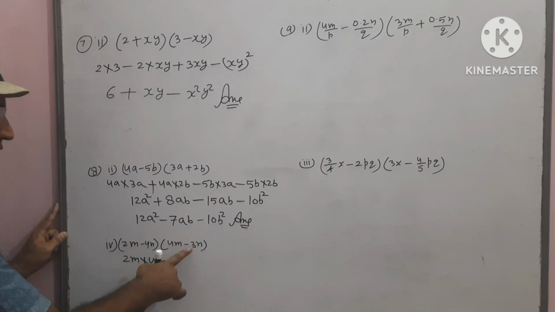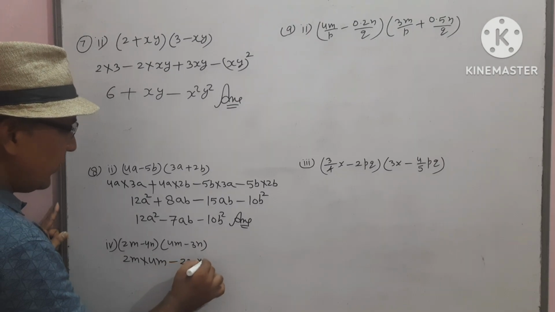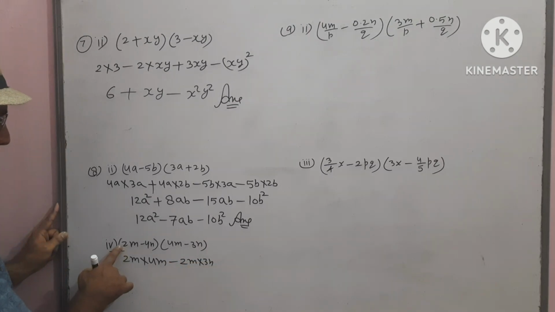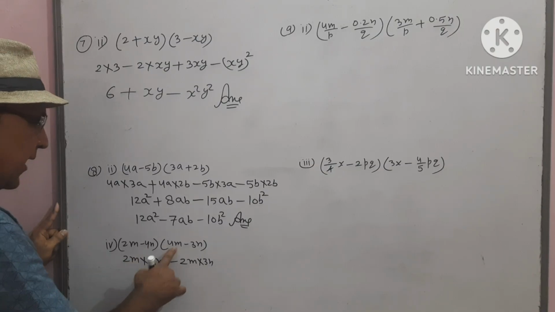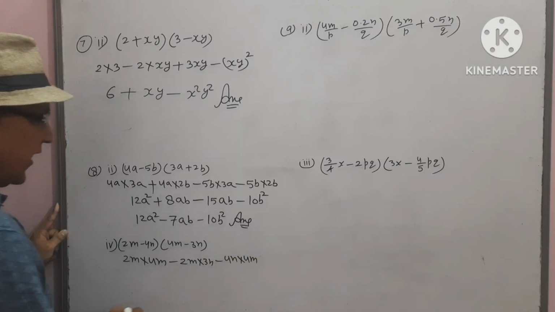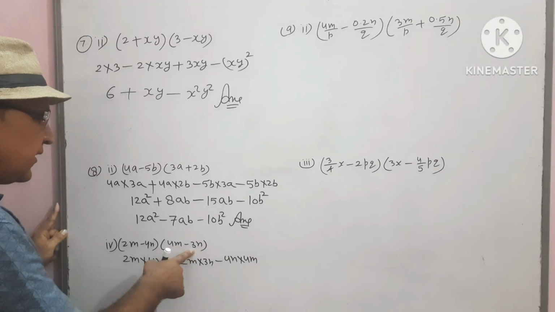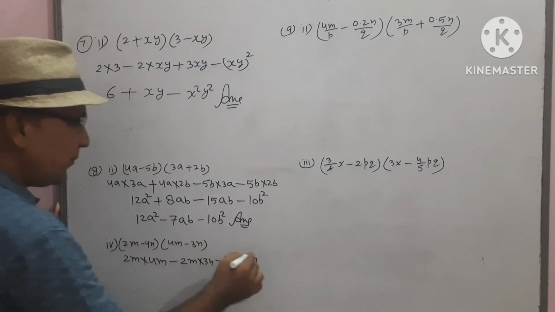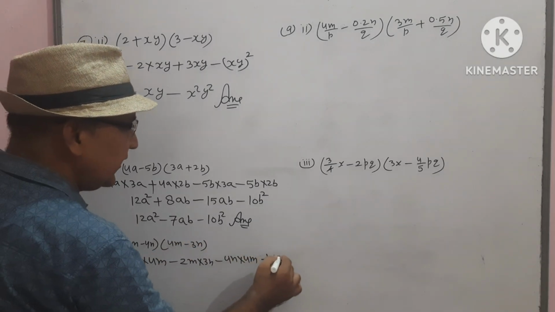Then 2m is multiplied with minus 3n. So minus 2m into 3n, because plus into minus becomes minus here. Now minus 4n into 4m, so this will be minus 4n into 4m. Here minus 4n into minus 3n. So minus is multiplied with minus becomes plus, and 4n into 3n.